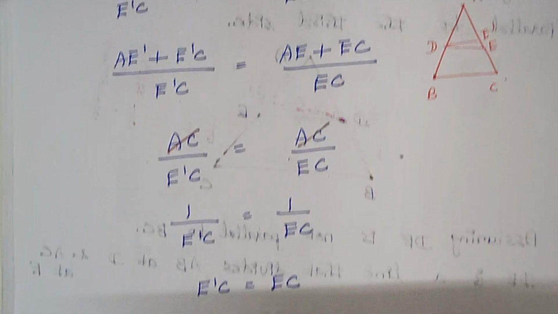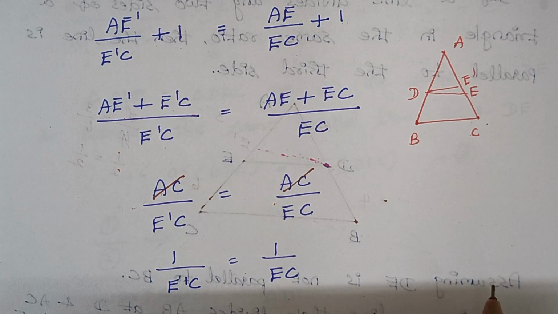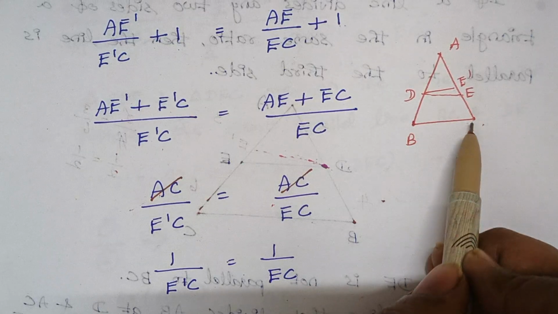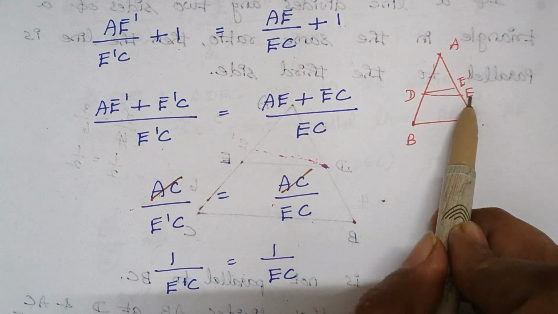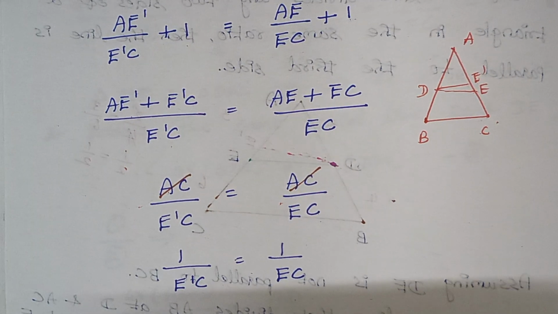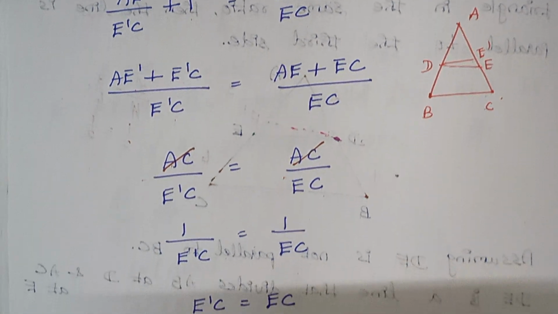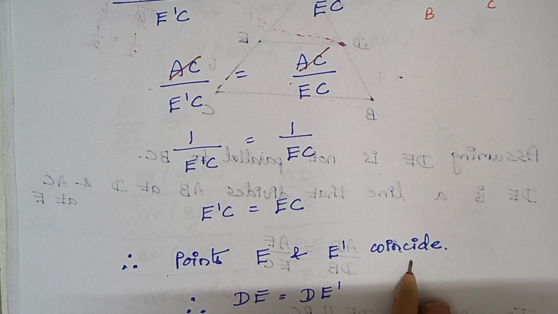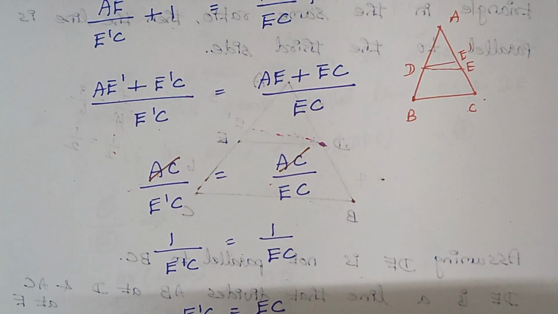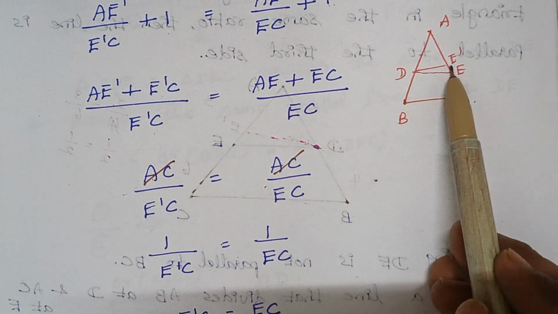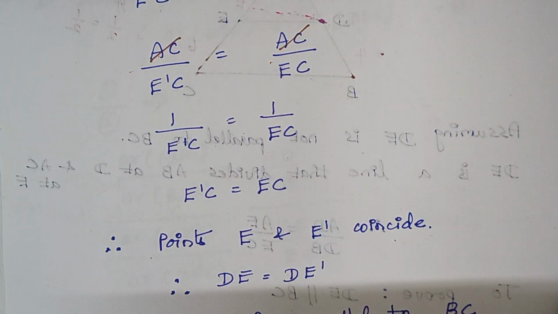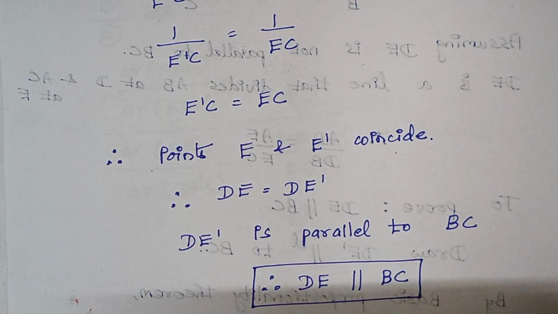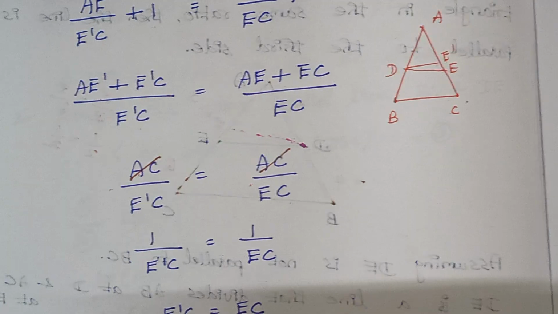So what do you mean by that? Again, when you look at the diagram here, it is clearly given E dash C is equal to EC. That is, both E and E dash are almost the same points. Okay, this is what it indirectly means. So here points E and E dash coincide. Right. So when they coincide, obviously DE is equal to DE dash. Right, they are equal. So finally, we can conclude that DE dash is parallel to BC. Okay, this is clear, right? This is what we already considered.